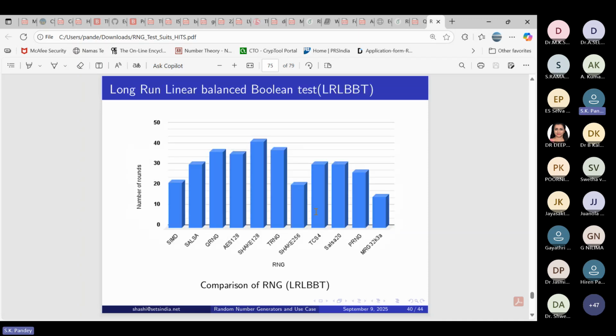So we have done some experiments also. Here you can see that the row part is the name of the random number generators, and the column is the number of rounds you have to perform to generate those fixed sets of binaries which are cryptographically good. So we are able to find that this random number generator, MRG32K3A, achieves those binary sequences which are cryptographically good very fast.